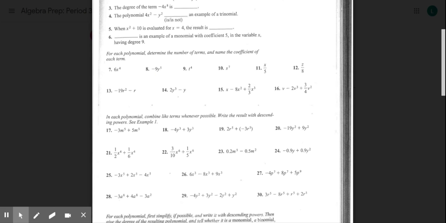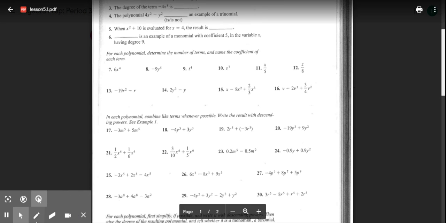So we have one term within this first problem. Okay, one term. This whole thing, negative 9y to the fifth power, is one term. So you would write on this piece of paper one term.